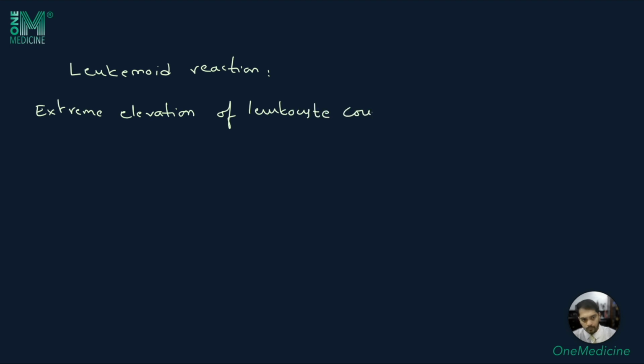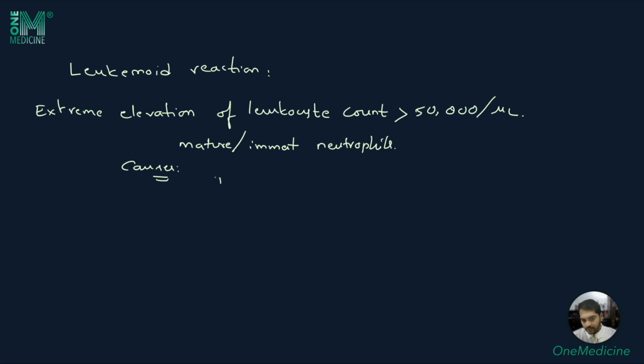What is leukemoid reaction? This is an extreme elevation of leukocyte count to more than 50,000 cells per microliter, usually composed of mature or immature neutrophils. Causes of a leukemoid reaction include infections, usually the severe infections and the chronic infections such as tuberculosis, especially in children.